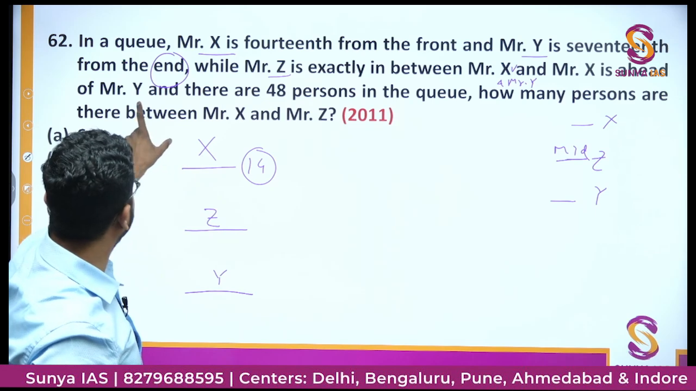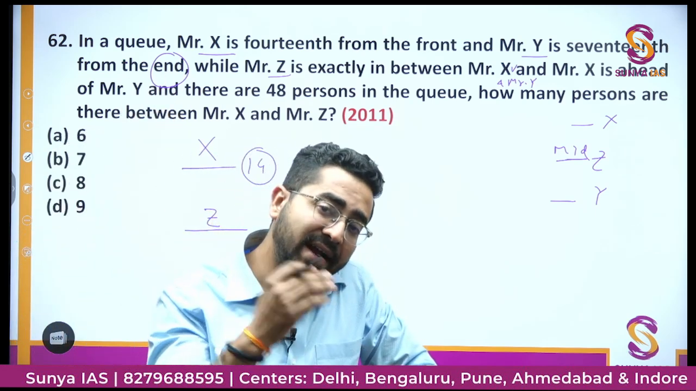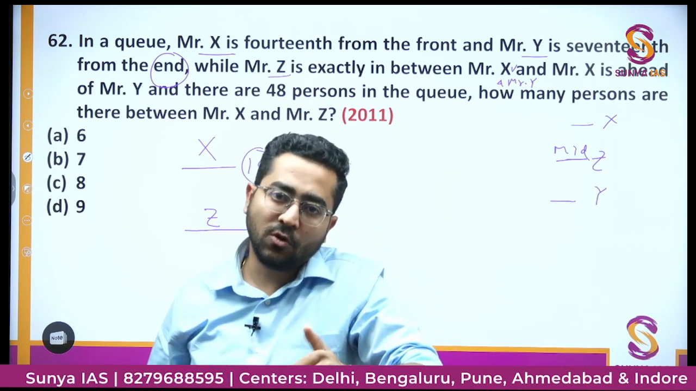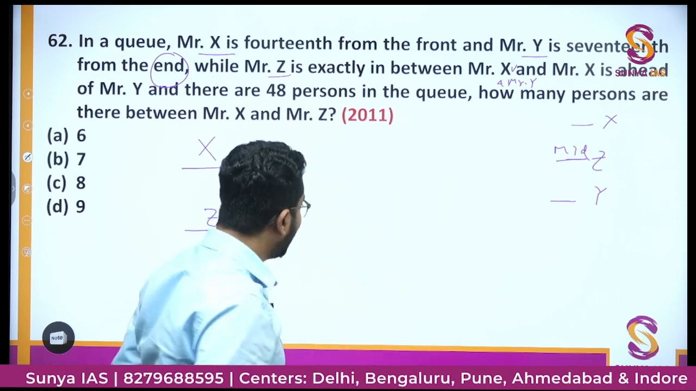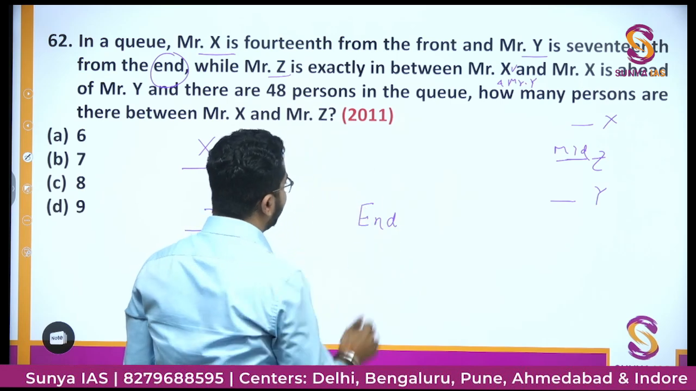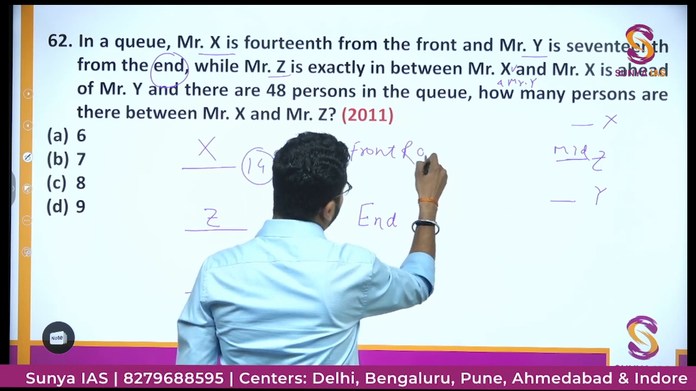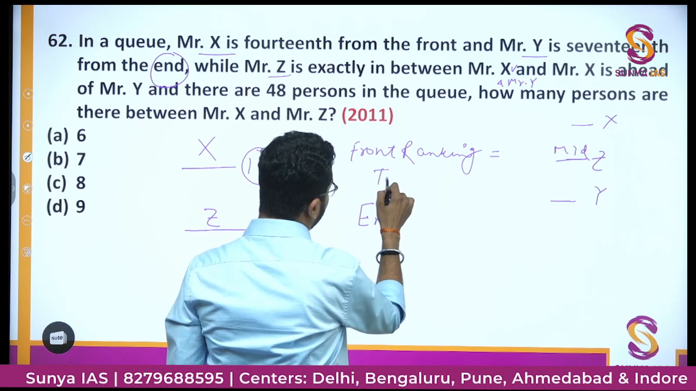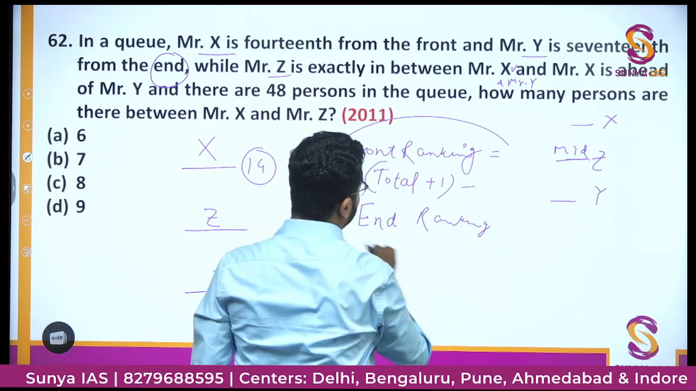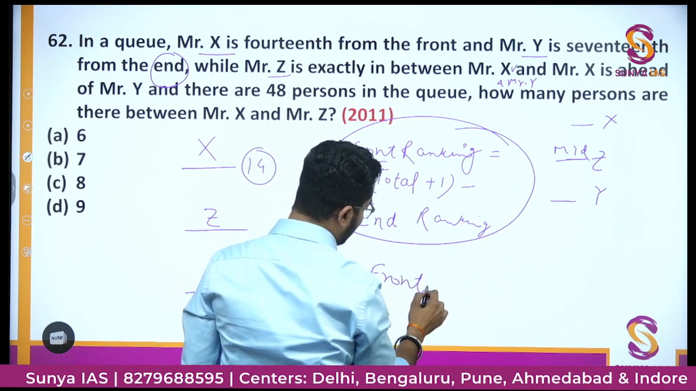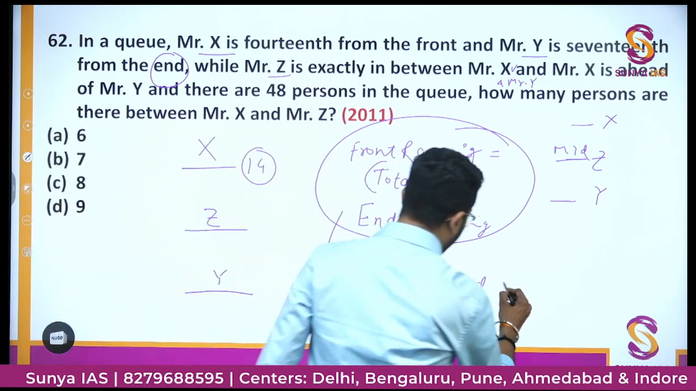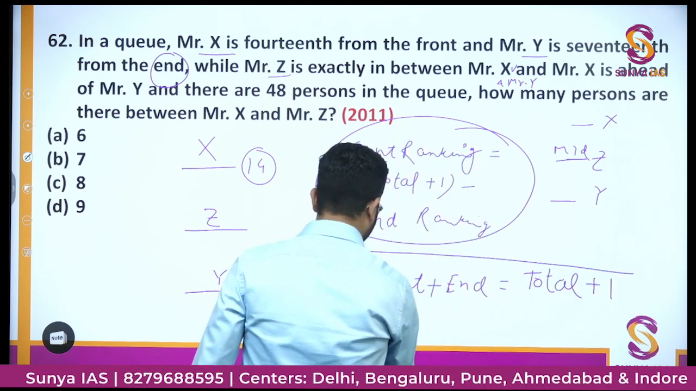Acha, Y is 17th from the end. If Y is 17th from the end, then what would its ranking be from the front? In one of the lectures I have told you कि अगर कोई चीज end से दी हो तो हमें उसका front rank निकालने के लिए what will we do? Let's say end ranking दी है, ठीक है, we need to find front ranking. So front ranking is equal to total plus 1 minus end ranking. That is, the clear formula is front ranking plus end ranking is equal to total number of students or persons plus 1. This is the formula I have told you.